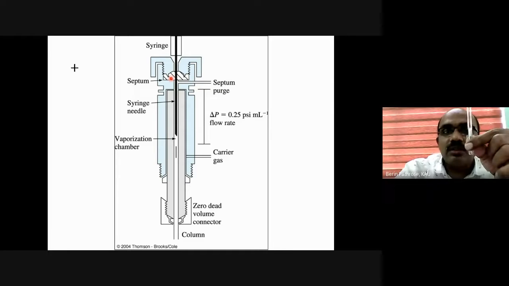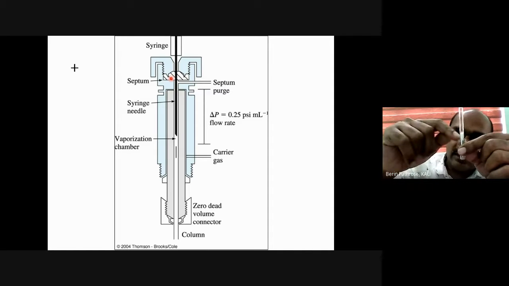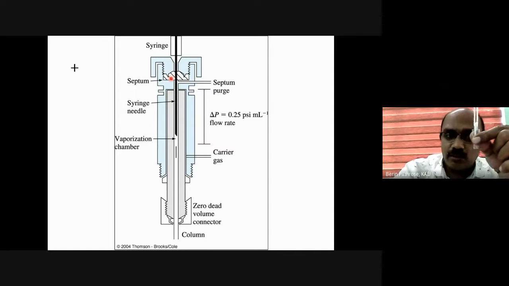The answer is no. Look into my video. Can you see a white color? This is the liner which is inside the injector. Can you see some white color over here? This is nothing but glass wool.